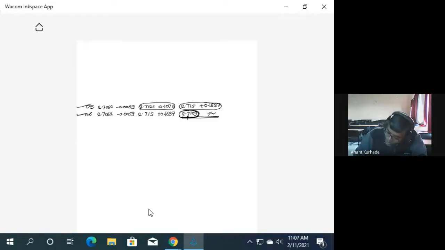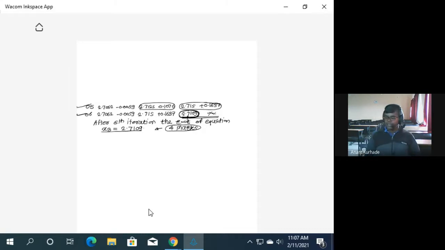So last you can write, after the 6th iteration, the root of the equation x3 is equal to 2.7109. Okay, so you have to write this. Up to this you can get 4 marks. It is again very simple. You have to show only the first iteration in detail and the remaining iterations in tabular form.